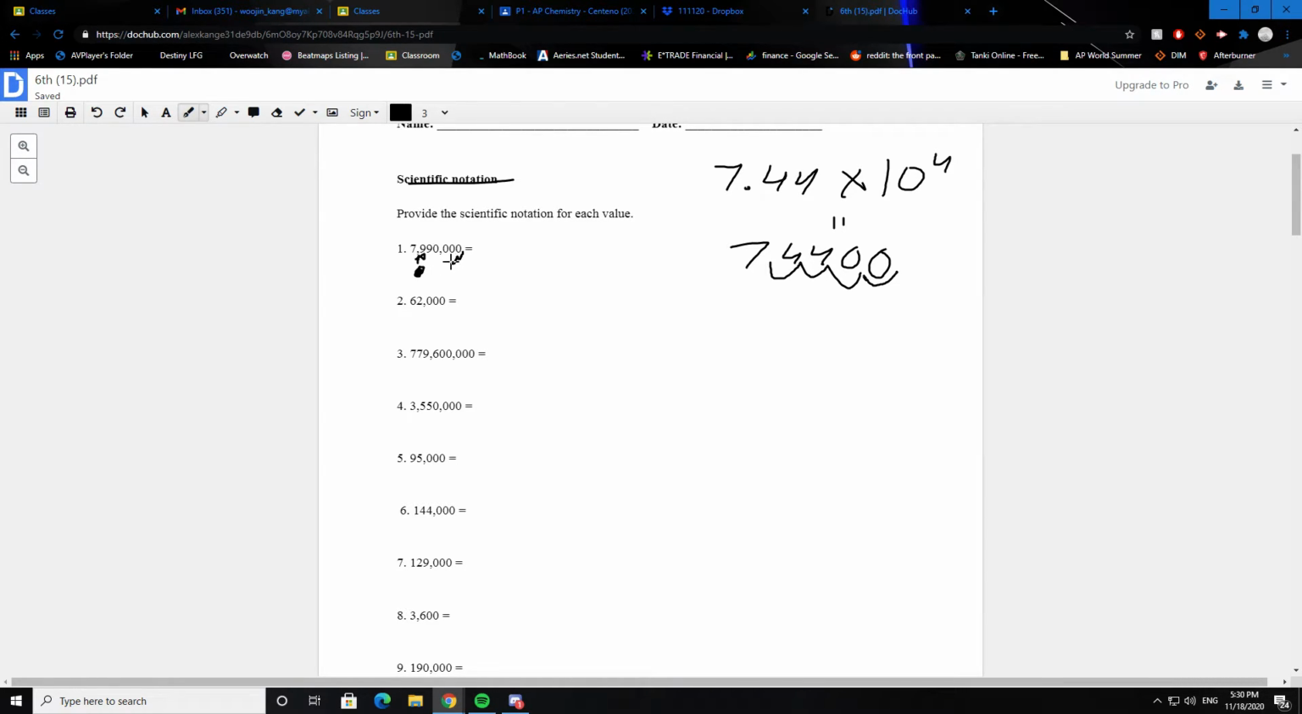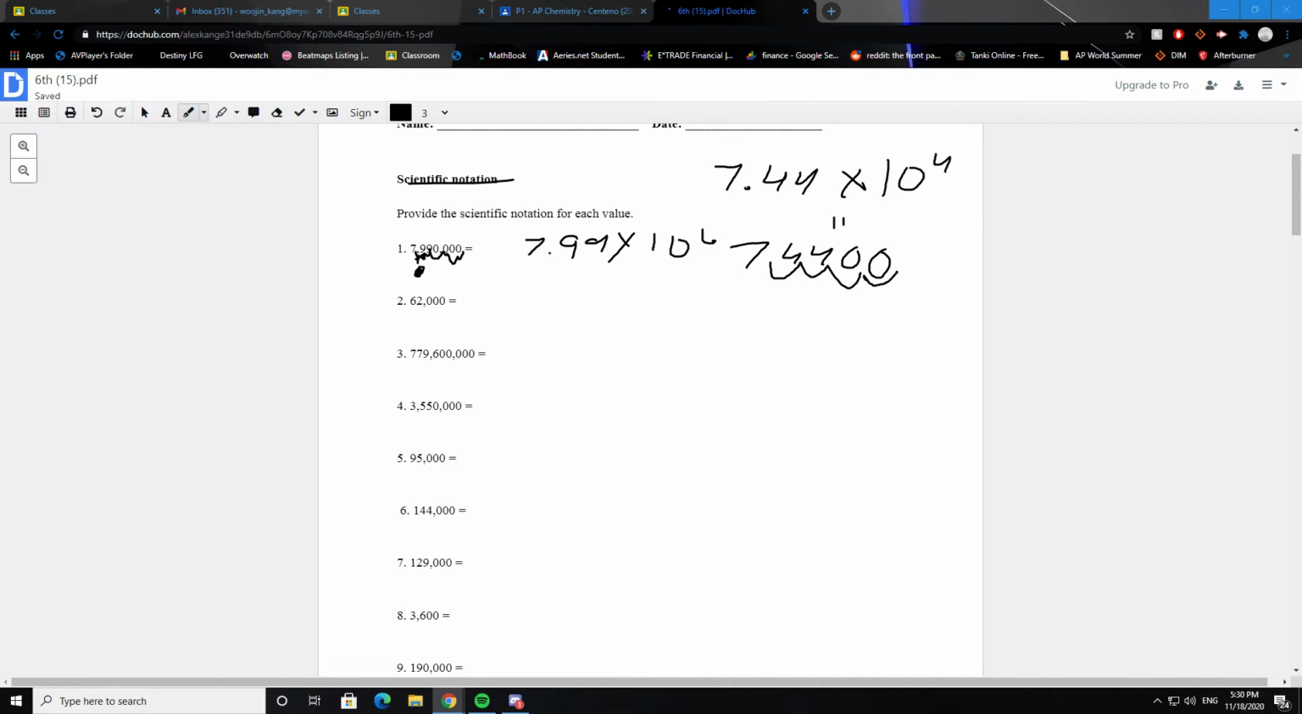1, 2, 3, 4, 5, 6. Okay, so 6 jumps. That pretty much means 7.99, putting all the actual numbers, times 10 to the 6th power. And that's pretty much what it means. That's all you gotta do for all of these.